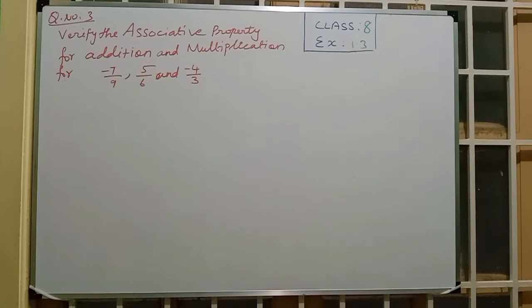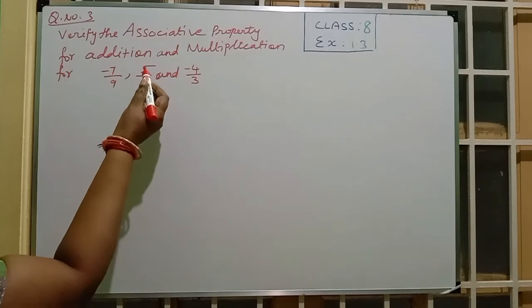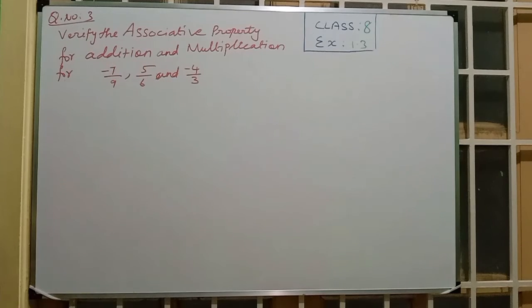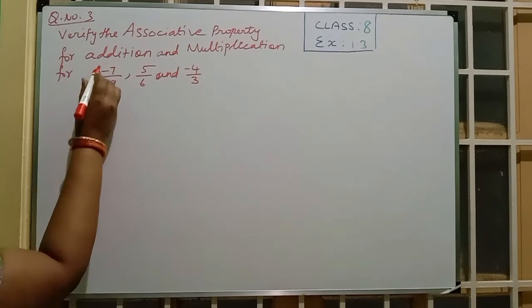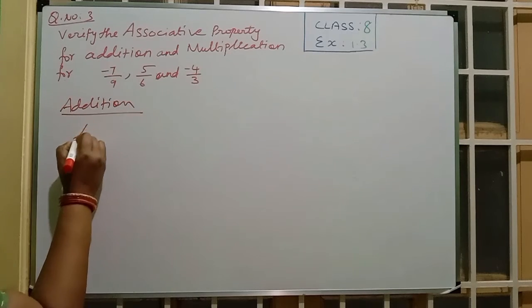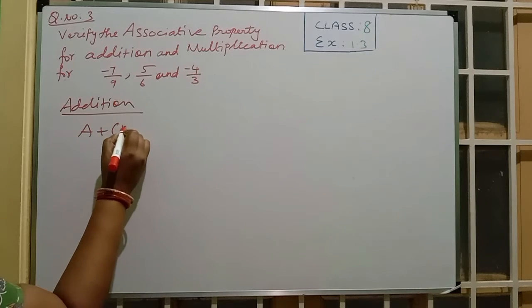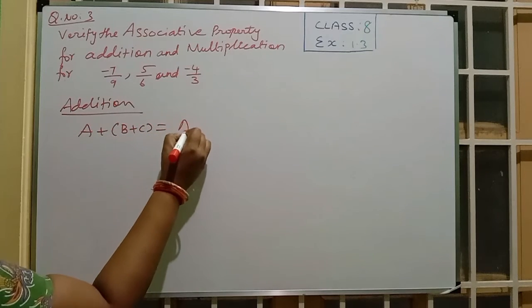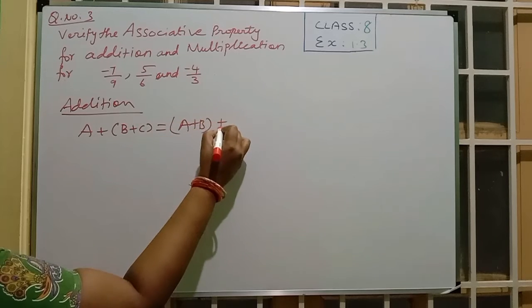Now we are going to see class 8 exercise 1.3 question number 3. Verify the associative property for addition and multiplication for the given rational numbers minus 7 by 9, 5 by 6 and minus 4 by 3. First let us prove the associative property for addition. The associative property for addition is A plus (B plus C) is equal to (A plus B) plus C.